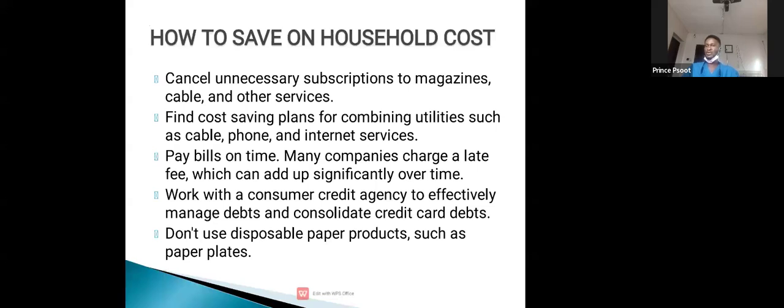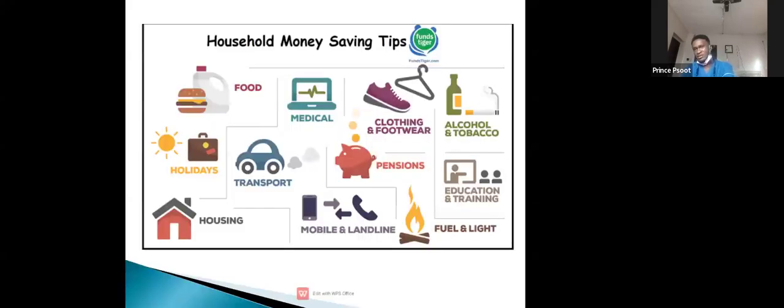Don't use disposable paper products such as paper plates and the like, because why? If you are using paper plates, you can't use them twice. It's one use, so you keep buying. So use things that can be reused. Then, this is a pictorial representation of that.